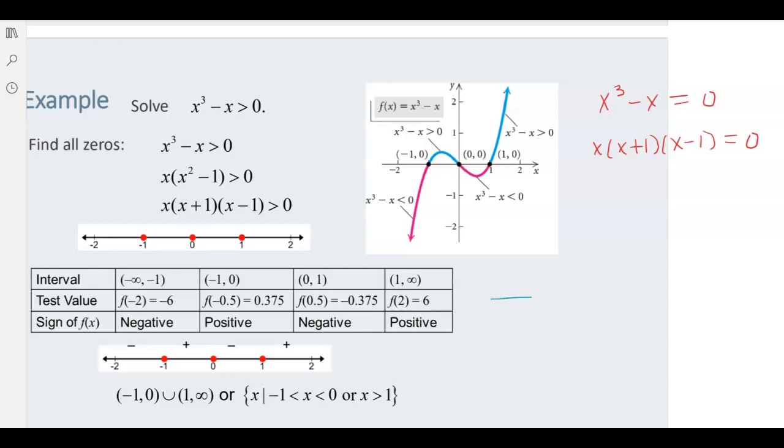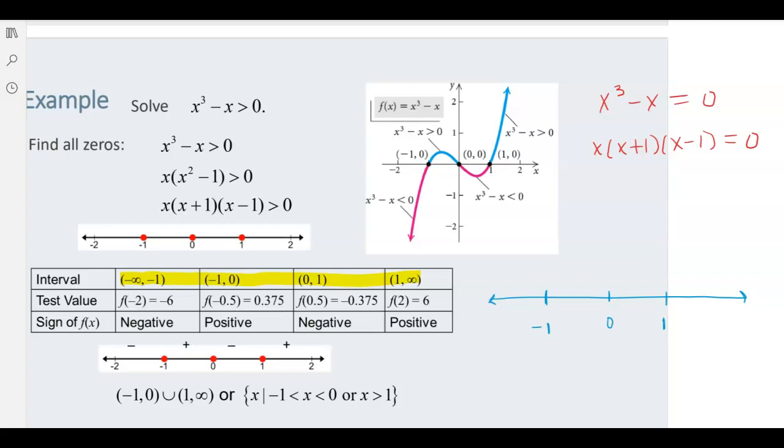So I'm taking the whole number line like this and saying, okay, I'm going to go to negative 1 for my first interval, then from negative 1 to 0 for my second interval, 0 to 1 for the third, and then 1 to infinity for the fourth. You can see that here are the intervals all set up.